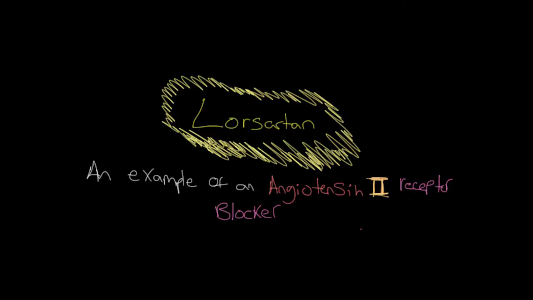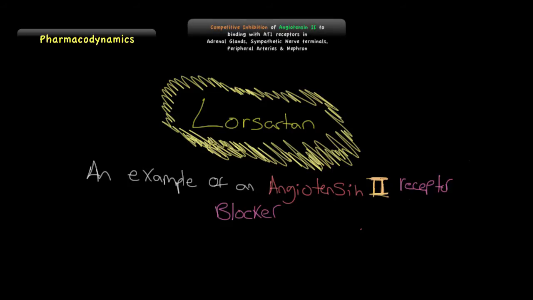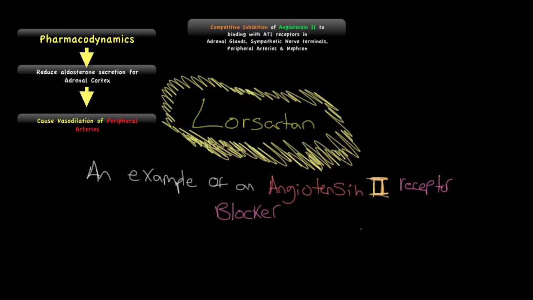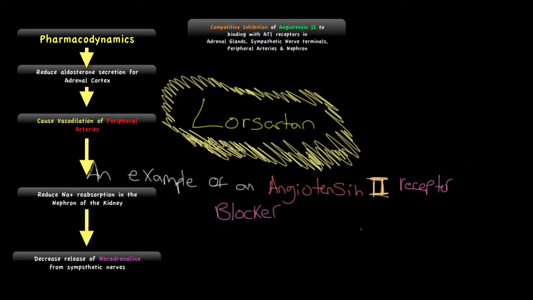ARBs were released secondary to ACE inhibitors as the drugs used to inhibit the RAS mechanism. The pharmacodynamics of all the agents in this class is a competitive inhibition of angiotensin II at AT1 receptors in a variety of peripheral tissues. The overall effect of this is to reduce aldosterone secretion from the adrenal cortex, reduce vasoconstriction of peripheral arteries, reduce the sodium reabsorption from the nephron, and decrease the release of noradrenaline from sympathetic nerve terminals.